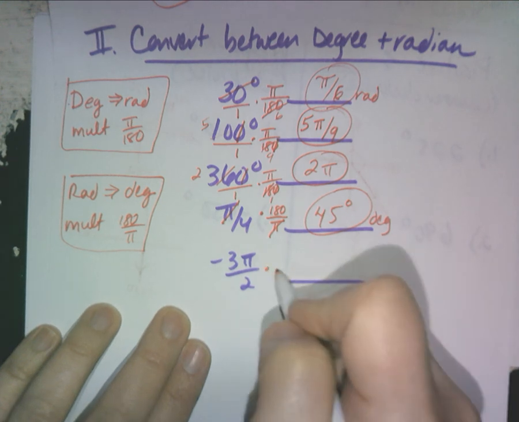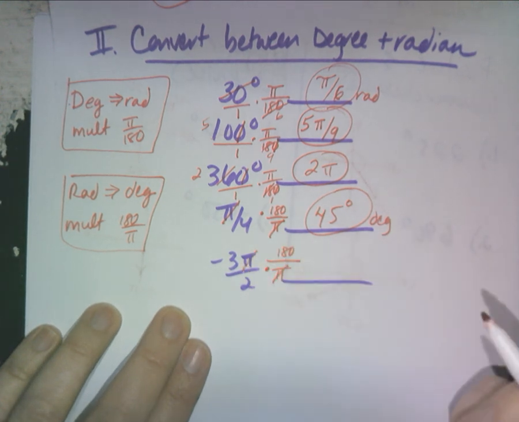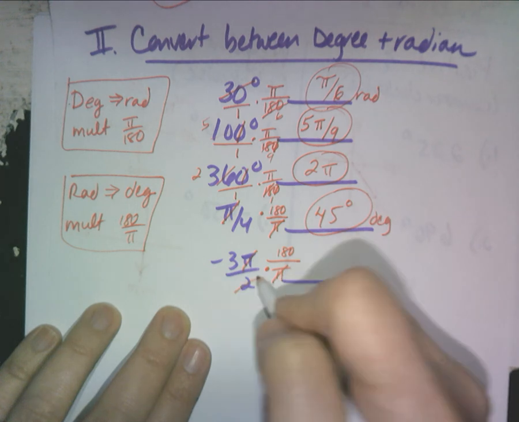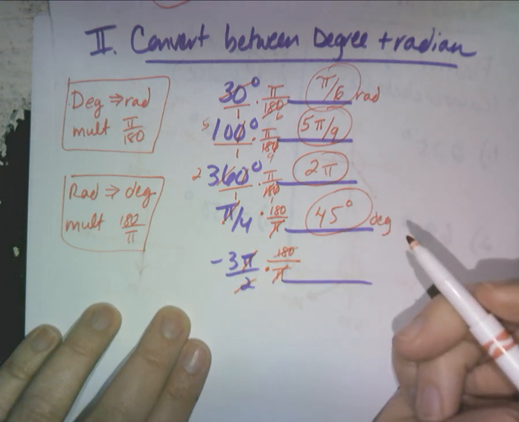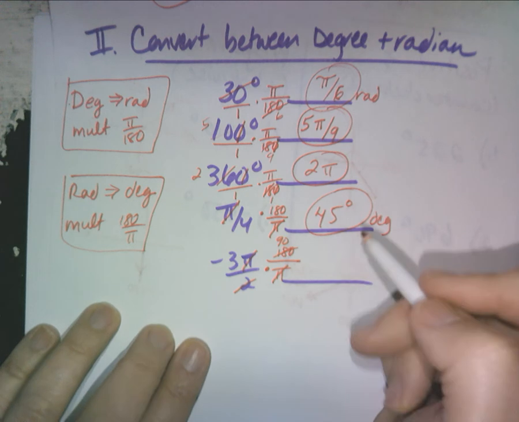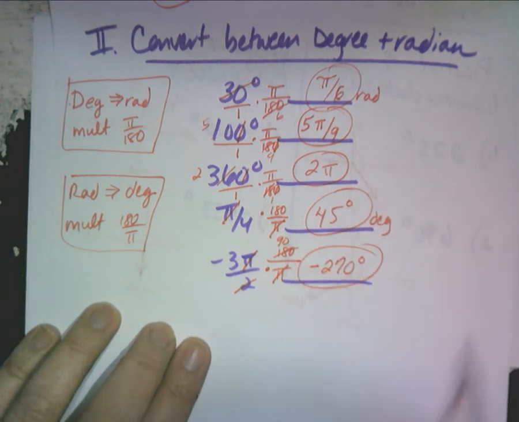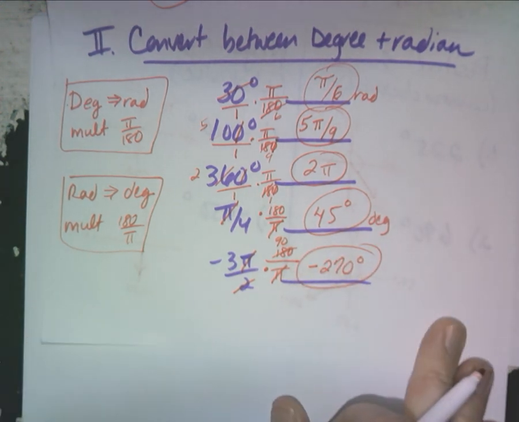This one, same thing. I want the pi on the bottom. I want the 180 on the top. Pi's cancel. How many times does 2 go into 180? You should know that. 90. And then what's 90 times negative 3? Negative 270 degrees is your answer for that one. Negative 3 pi over 2 is the same as negative 270.